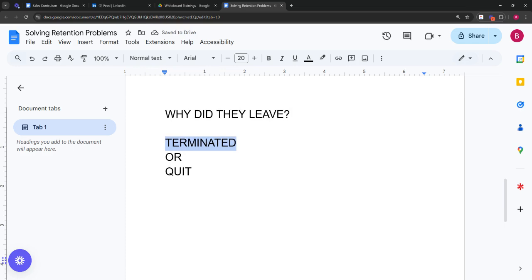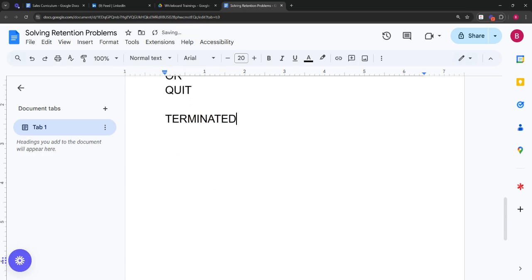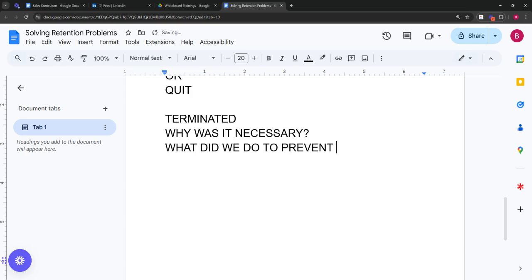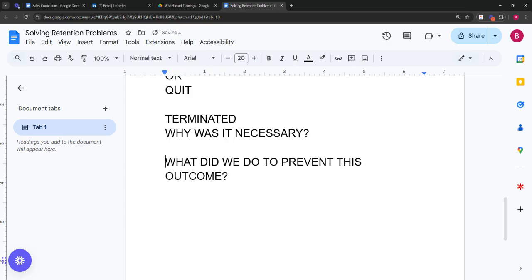And so who was terminated? Let's start with the terminated folks. Why were they terminated? Why was it necessary to separate and discontinue their employment? I assume you're operating ethically. You didn't just fire them because you didn't like their haircut one day. Now, here's a tougher question to ask. Take some responsibility. It's not always the employee's fault. So what do we do to prevent this?